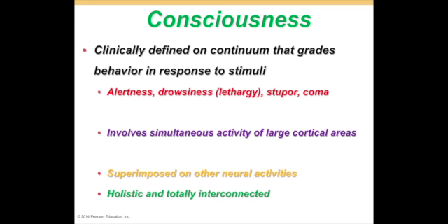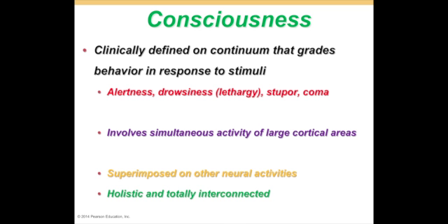Clinically, consciousness is defined on a continuum that grades our behavior in response to stimuli. We are alert to our environment. We readily respond appropriately to stimuli. Then we have drowsiness, lethargy: we don't appear to completely perceive our environment, especially quickly enough or fully enough. Then stupor, when we are definitely confused and seem to be non-oriented to where we're at. And then coma, when we don't have any of those major responses.